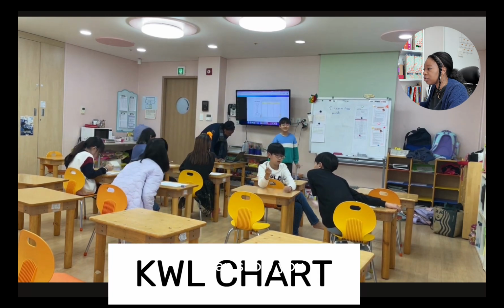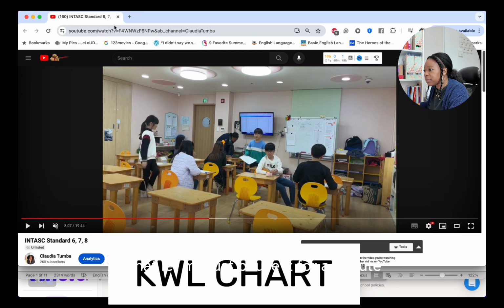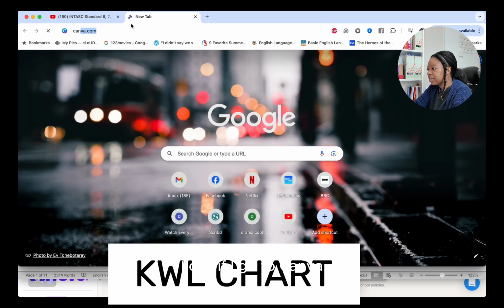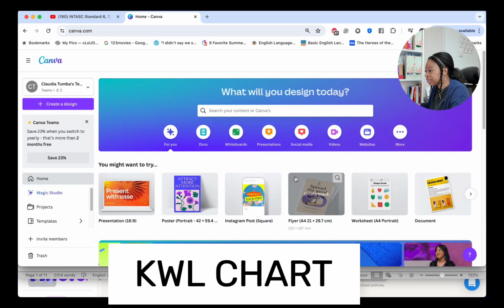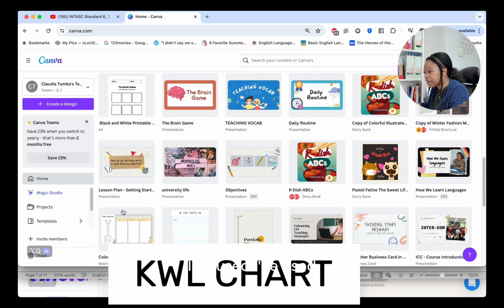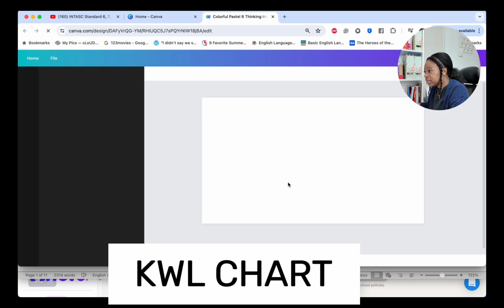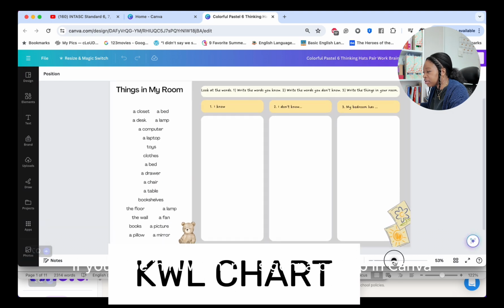Actually, I can show you, let me just pause it for a minute. If I go to Canva, I should be able to pick out the chart, so you can see what I'm talking about. I've just made a KLW chart in Canva. If you type in KLW chart, it's going to pop up in Canva. But this is what we were working with.